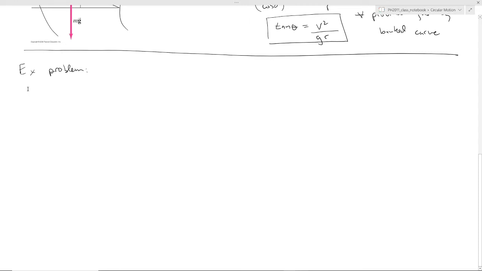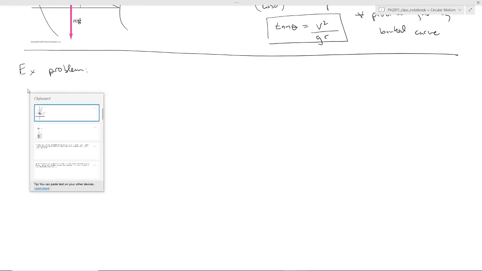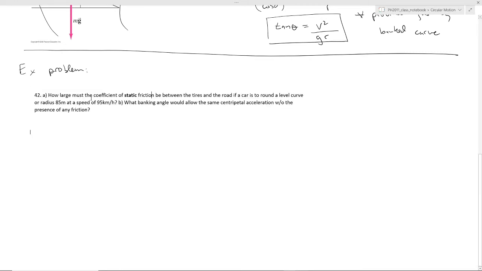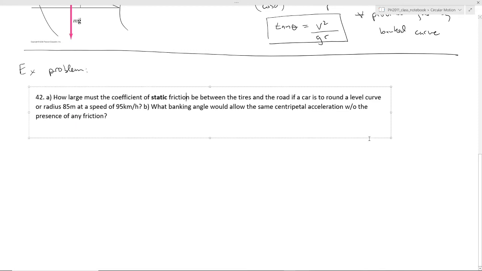So let me paste one in here for you. So here's a question. How large must the coefficient of static friction be between the tires and the road if a car is to round a level curve of radius 85 meters at a speed of 95 kilometers per hour? And what banking angle would allow the same centripetal acceleration without the presence of any friction?